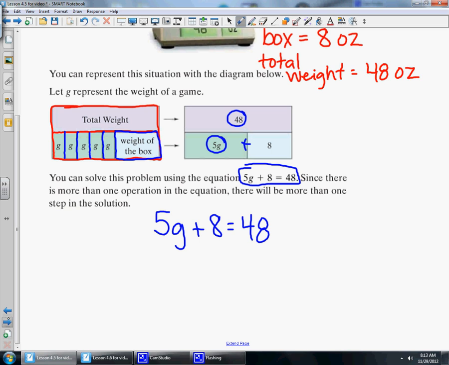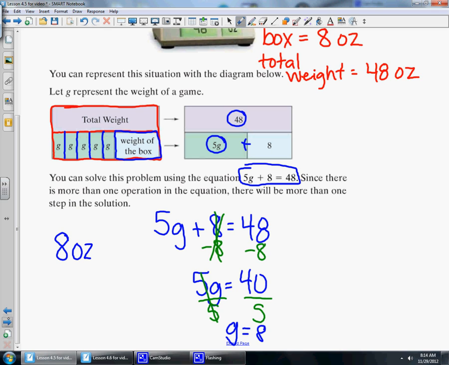So what we're going to do is first we want to undo addition. So we're going to subtract 8 from each side. That's 0. And we have 5g left on this side equals 40. And then we can ask ourselves, what number do we multiply 5 by to get 40? If you divide 5 on each side, we would multiply 5 by 8 to get 40. So g is equal to 8. So that means that each game weighs 8 ounces.